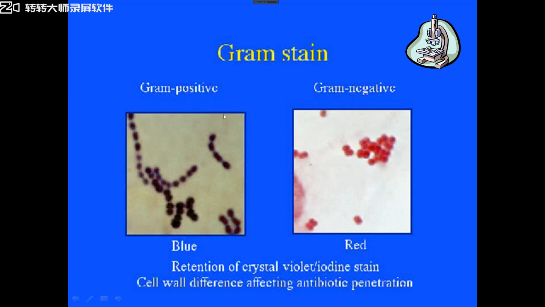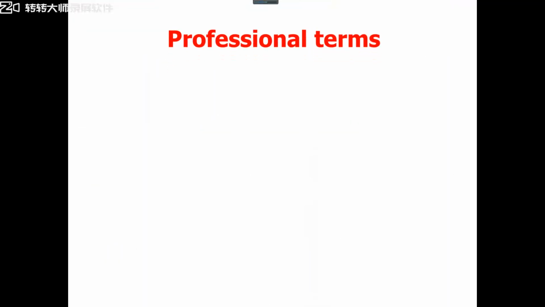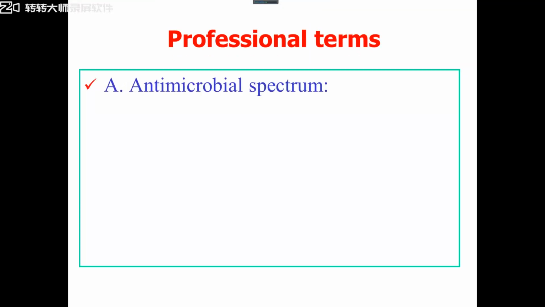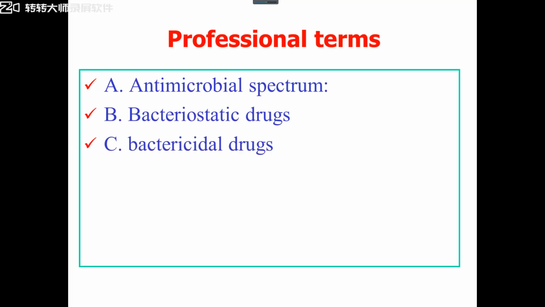And compared to gram-positive, the second broad kind, the bacteria are stained red. So we call these bacteria gram-negative bacteria. We should study some professional terms, the concepts. The first one, later we will study antimicrobial spectrum, and then bacteriostatic and bactericidal drugs.